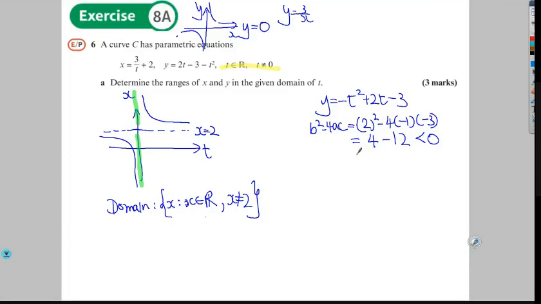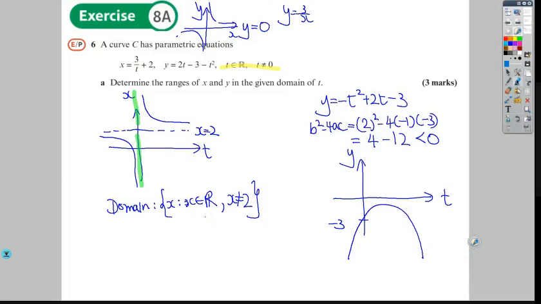So we have 2 squared minus 4 times minus 1 times minus 3, which is 4 minus 12, giving minus 8, less than 0. In other words, it's not going to touch the horizontal axis when I draw y against t. So it's not going to touch the t-axis, and since we know that this is a sad face based on the coefficient of t squared, and it's going to go through minus 3 because that's the y-intercept, therefore it's going to look like that.